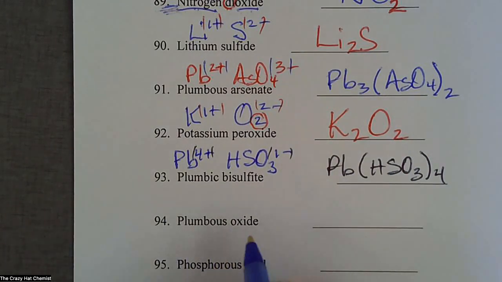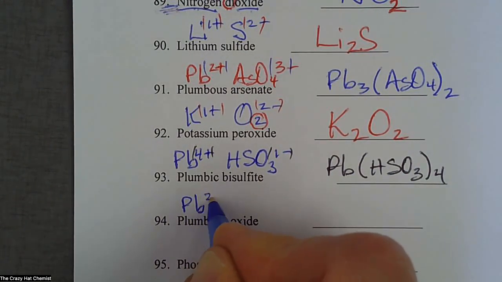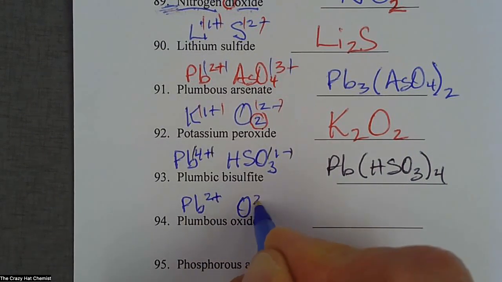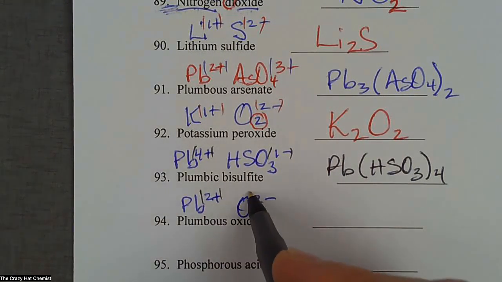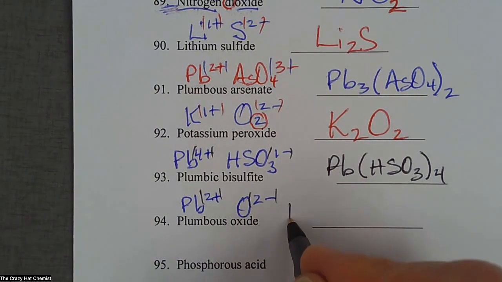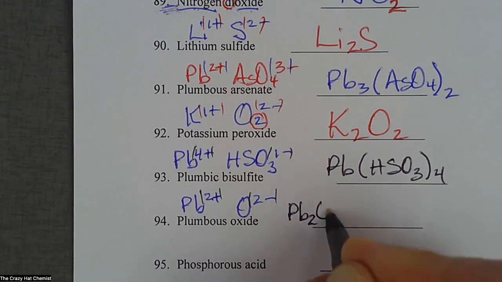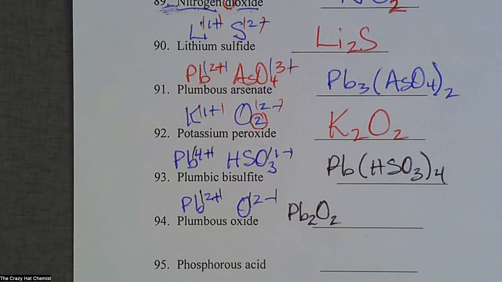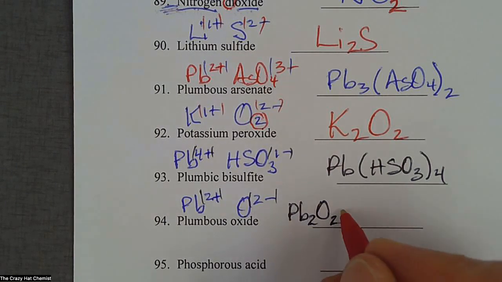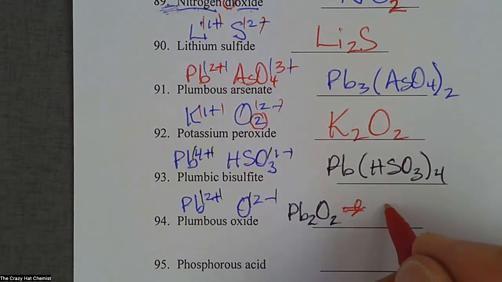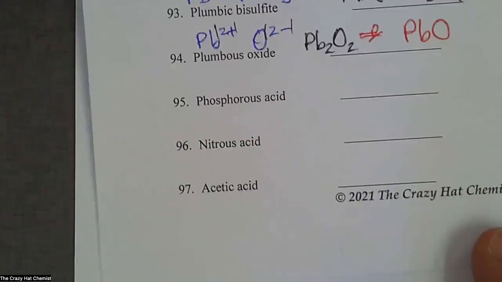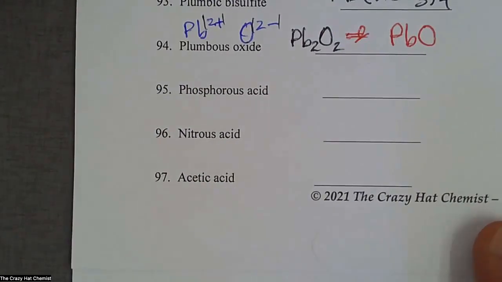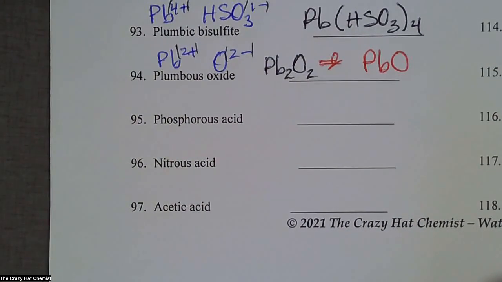All right, plumbous oxide, that is Pb2 plus, O2 minus. I'm going to take the absolute value of these two numbers, flip them, bring them down. I'm going to get an intermediate step here, Pb2O2. And then what you have to do with this is actually reduce this. So these must be reduced, so you get PbO. All right, so sliding this up here a little bit for you. Boom, boom, boom, and here we go.